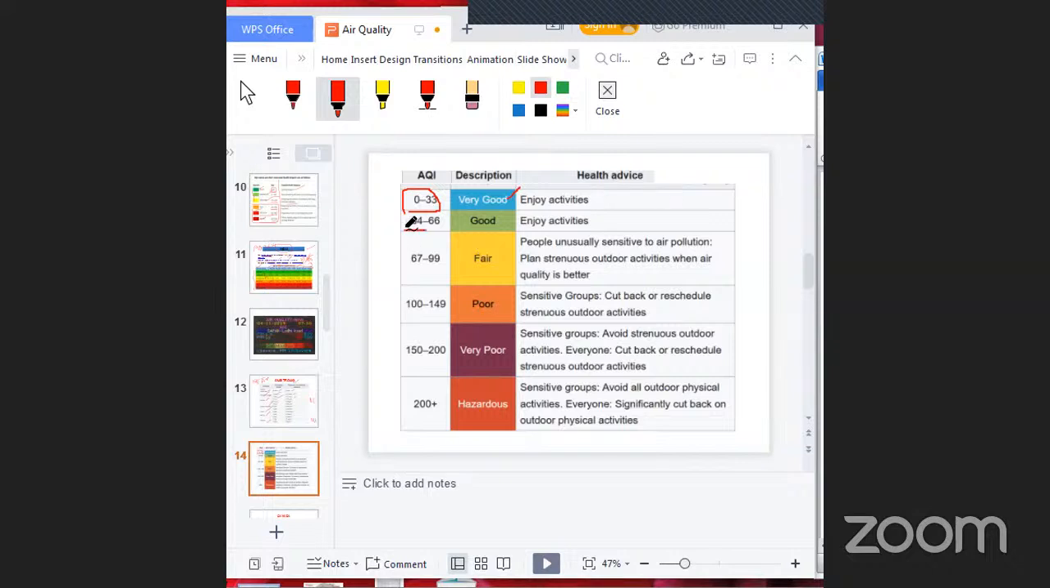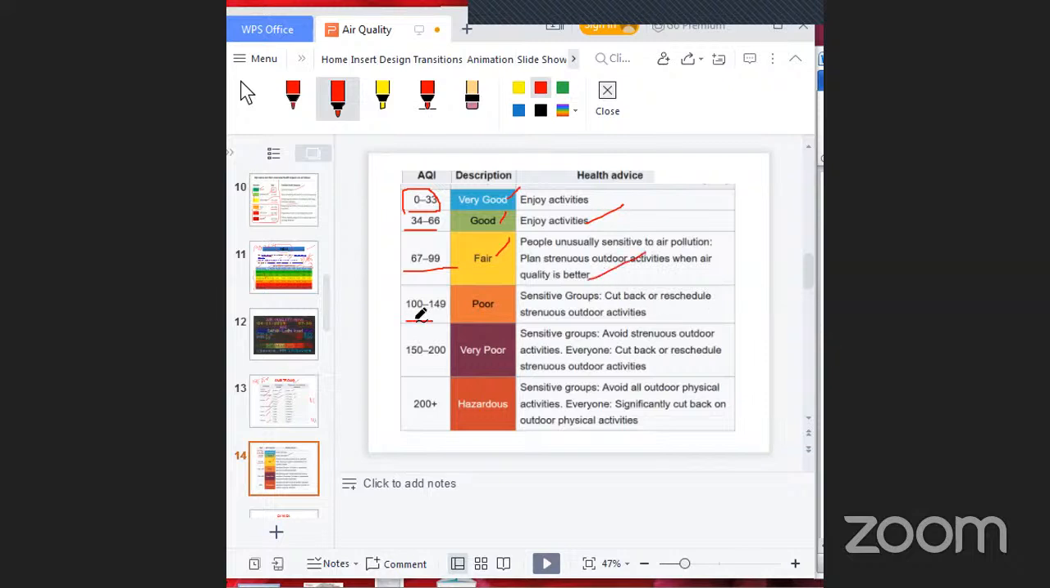And 34 to 66 indicates good, and the health advice is also to enjoy activities. And 67 to 99 is fair. This color is yellow. People unusually sensitive to air pollution should plan strenuous outdoor activities for when air quality is better.